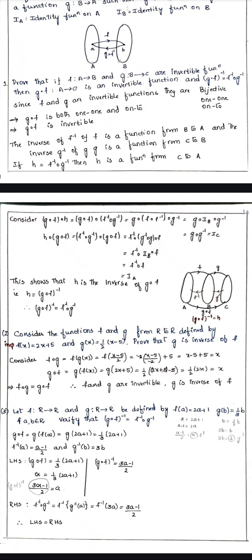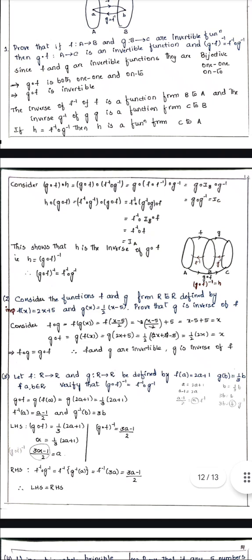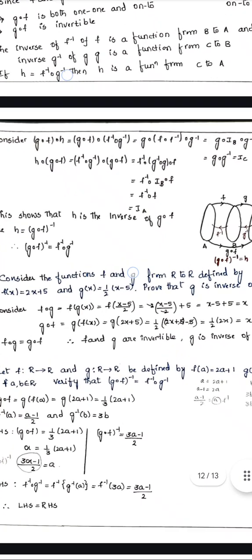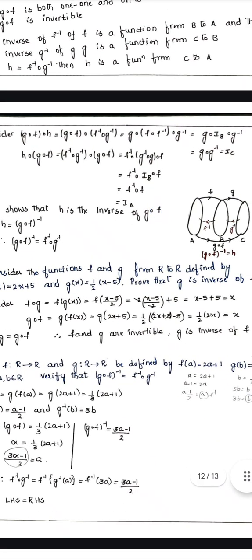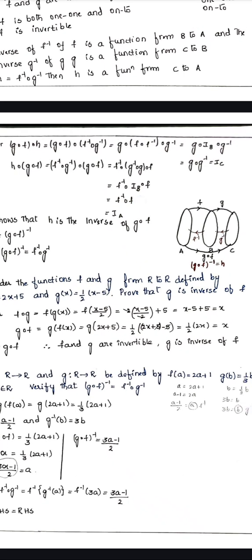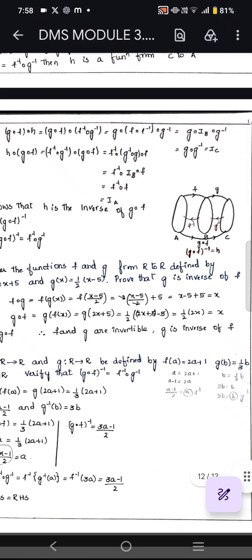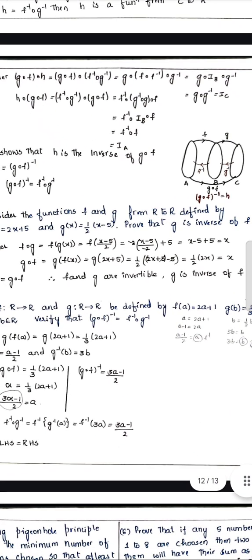So the inverse of f is a function from B to A, and the inverse g inverse of g is a function from C to B. So h equals f inverse of g inverse, then h is a function from C to A. Consider (g of f) of h, that is g f of f inverse of g inverse. f of f inverse will be I_B, g of I_B of g inverse will be equal to g of g inverse, that is equal to I_C.